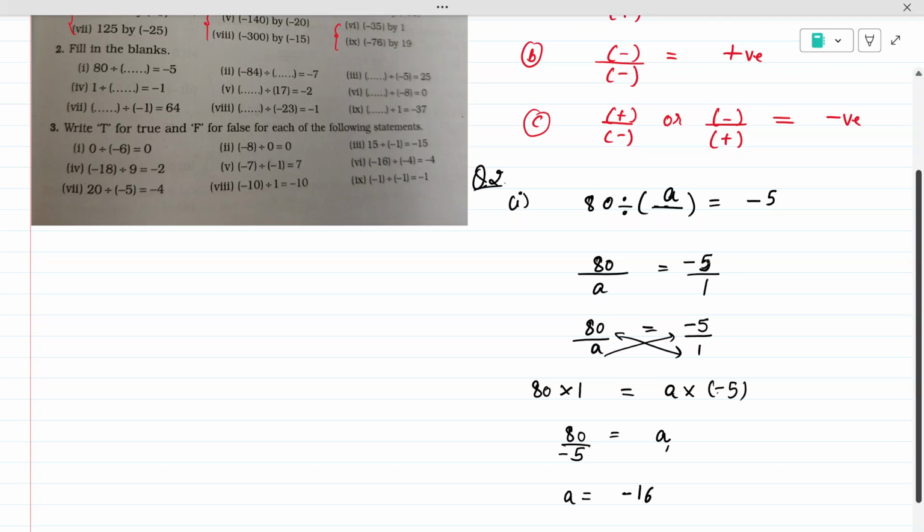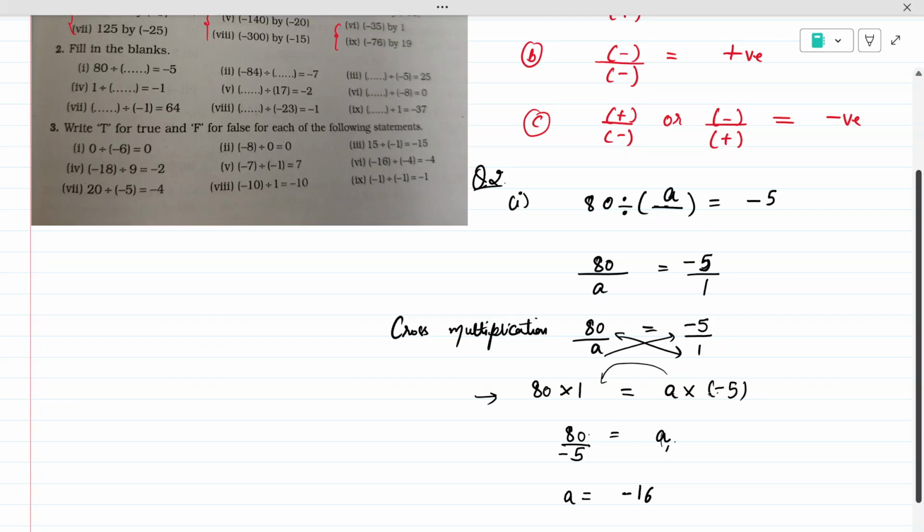I can write this minus 5 as minus 5 by 1. Then I have used cross multiplication here. Okay, so with cross multiplication, I have got this expression where we are multiplying the diagonally opposite number and equating them. Okay, so that means 80 into 1 should be equal to a into minus 5. Now since we want the value of a, I'm keeping a as is. 80 into 1 is 80, and I'm moving this minus 5 to the left hand side.